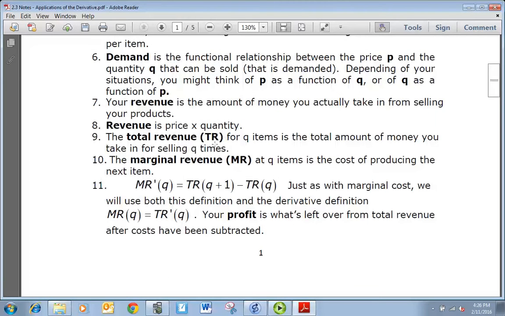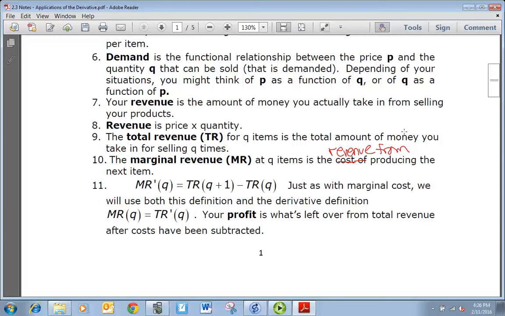So there's a mistake here. It's the revenue from producing the next item. Sorry about that.